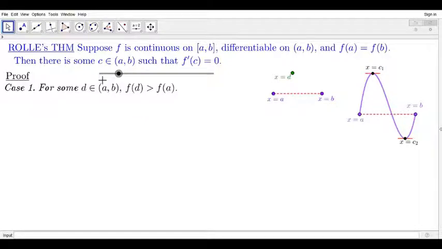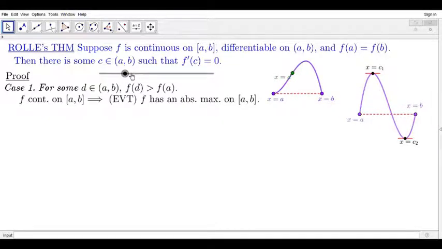Suppose that there is another point on the graph which is higher than the endpoints at a and b. So in other words, suppose there's some number d inside (a, b), that open interval, such that f of d is strictly larger than f of a, and hence also larger than f of b. We're not saying that the entire graph is going to be above this red segment. It could be, as in this original illustration, there's a part of the graph that's above the red segment, not excluding the possibility that there could also be a part of the graph that's below the red segment.